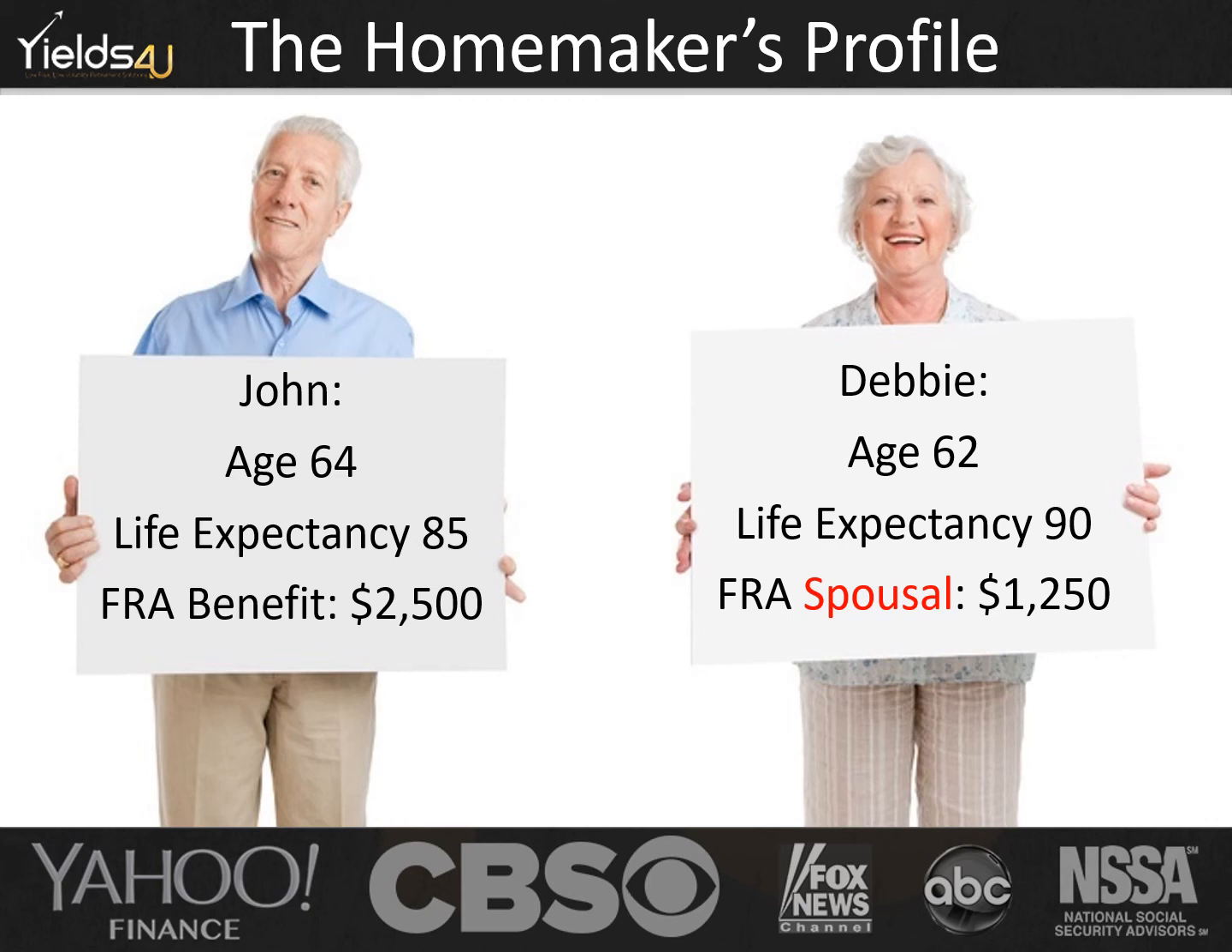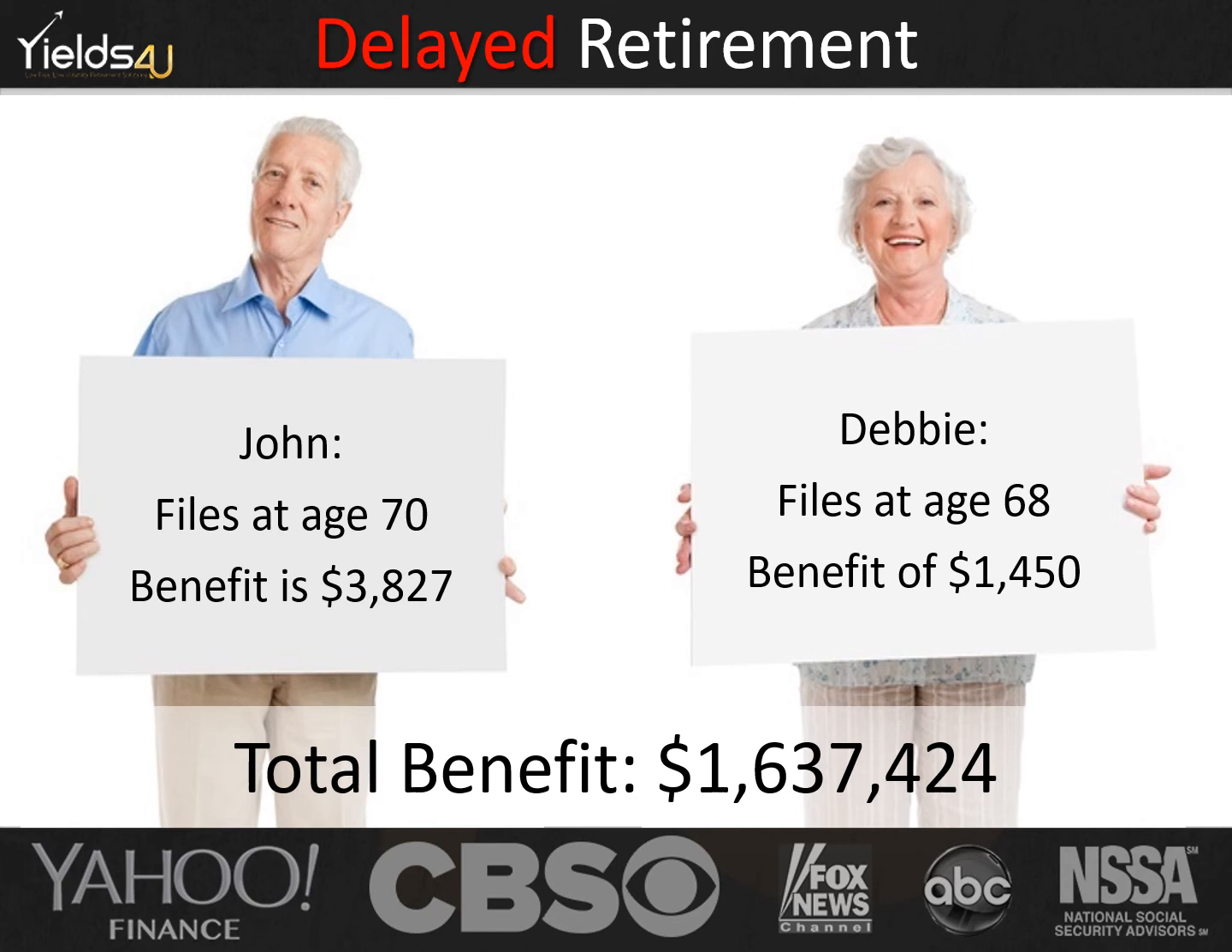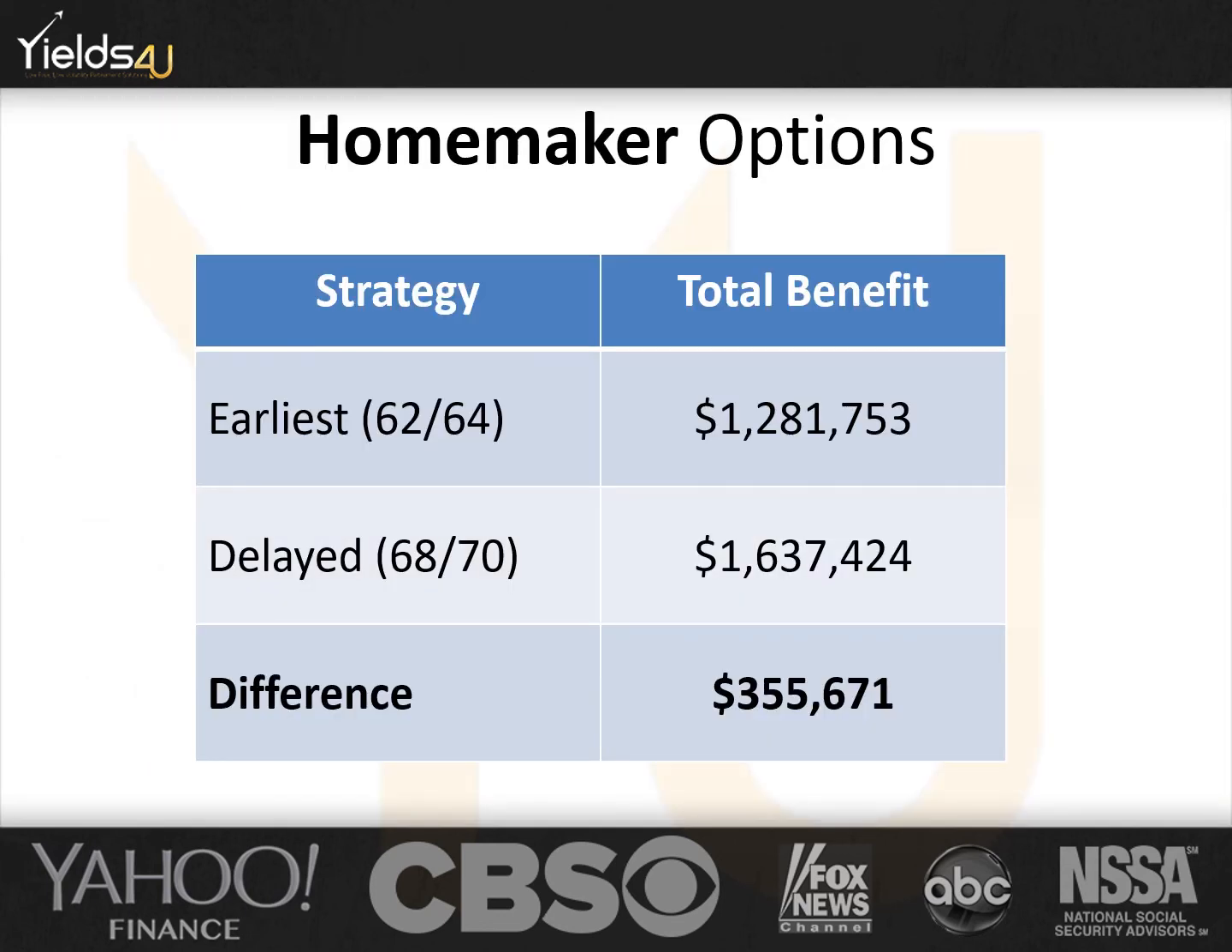In door number 1, we have an early retirement. If John files at age 64, their monthly benefit is reduced and their lifetime benefit amount will be $1.3 million. Not too bad. However, let's peek behind door number 2. If John and Debbie delay benefits, they will have effectively increased their lifetime benefits to $1.64 million. Or in other words, by delaying their retirement, they will have increased their lifetime benefits by $355,000, which is a lot of money when you are retired and your ability to earn is seriously limited.